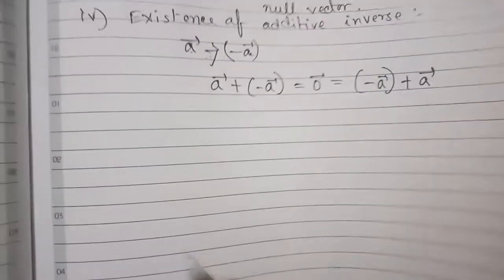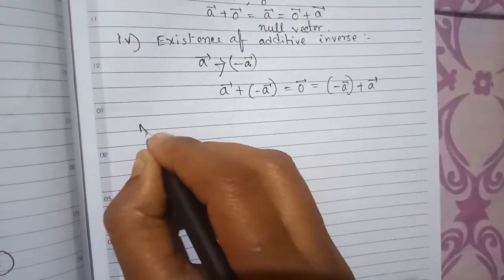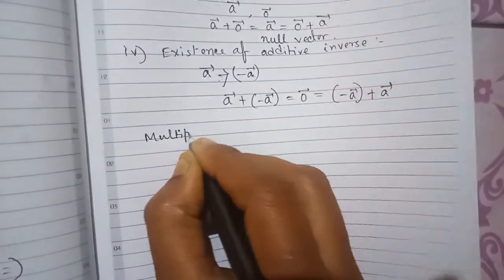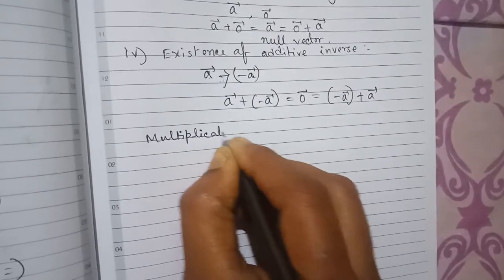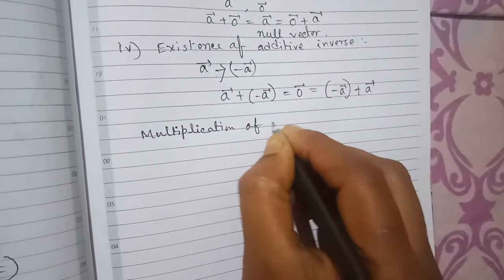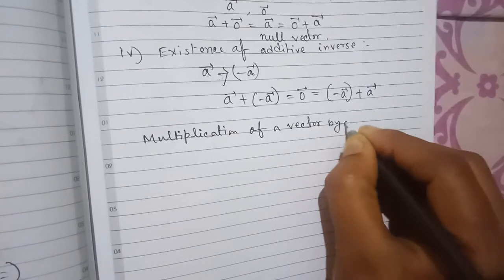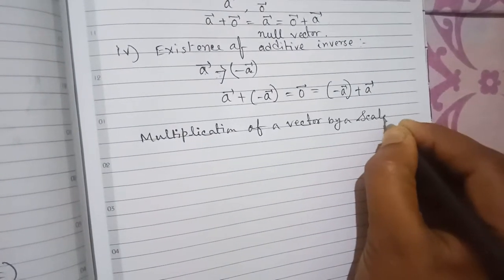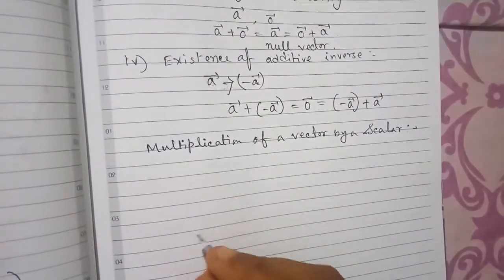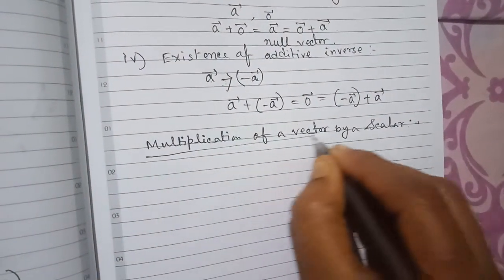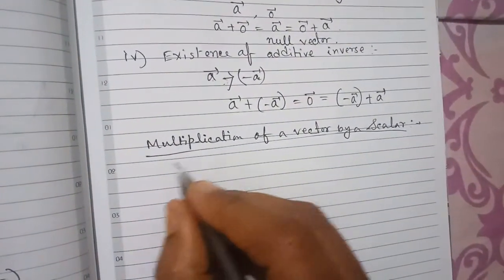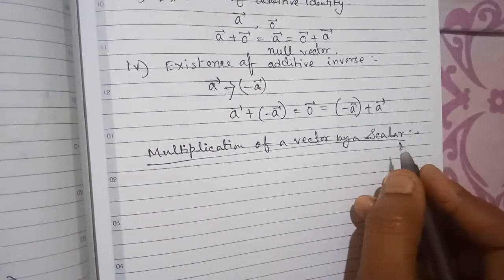Our next topic is multiplication of a vector by a scalar. This is the next topic, multiplication of a vector by a scalar.